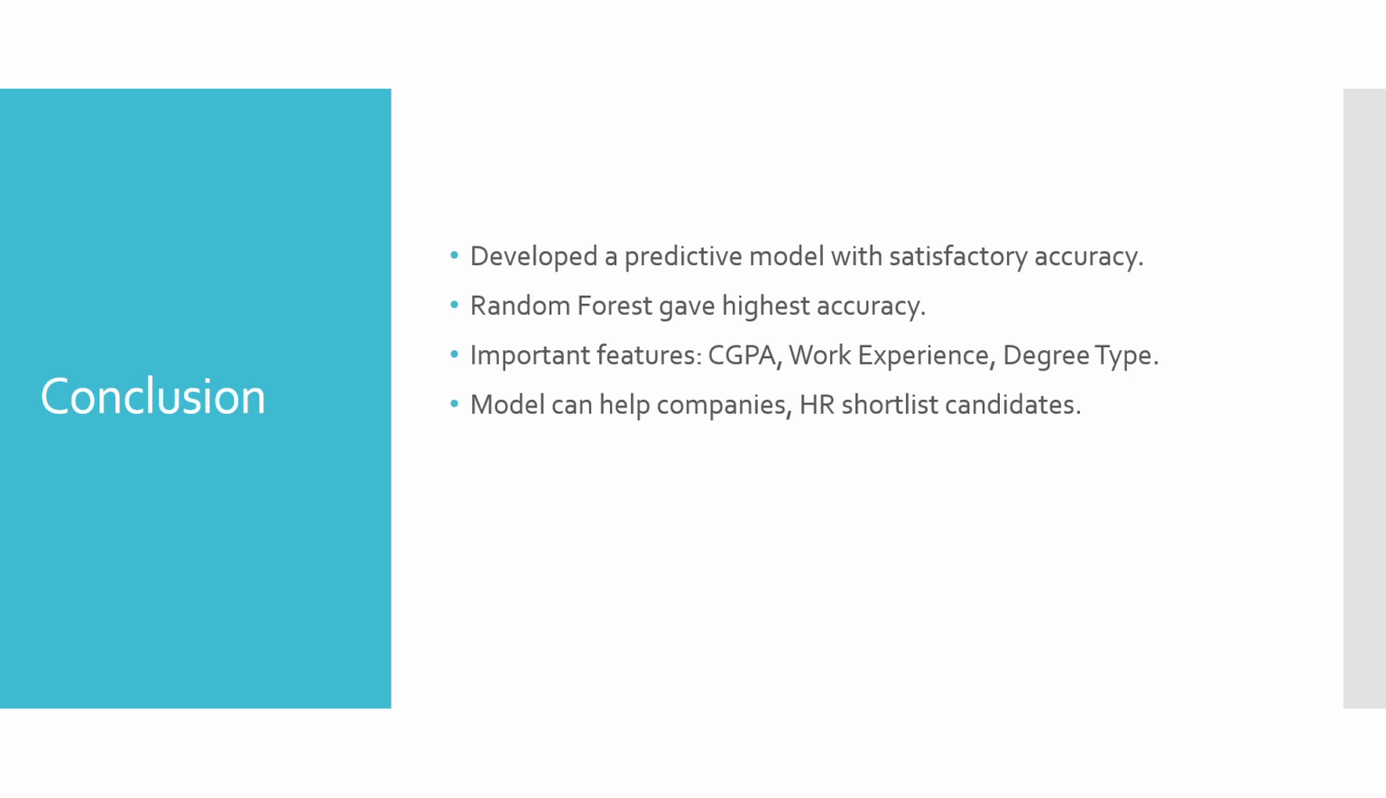And the conclusion is that finally we have developed the predictive model with satisfactory accuracy. And we are going to see which model has reached the more satisfactory accuracy. And this random forest gave the highest accuracy. And important features like CGPA, work experience, and degree type we are going to consider in this model. And the model can help the companies as well as the HR to shortlist the candidates.